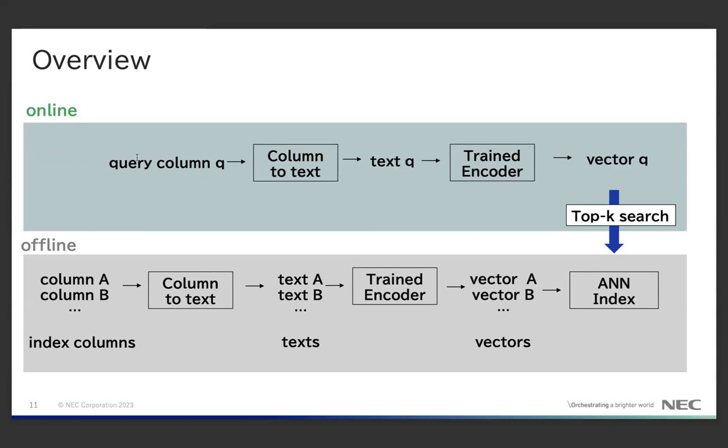And for online, when a user uploads his or her query column Q, we use the same way to transform the column to text, and then we get a text Q. We use the same trained encoder to encode the query into a query vector, and then we just do a vector top-K search on the ANN index. So here is the overview.